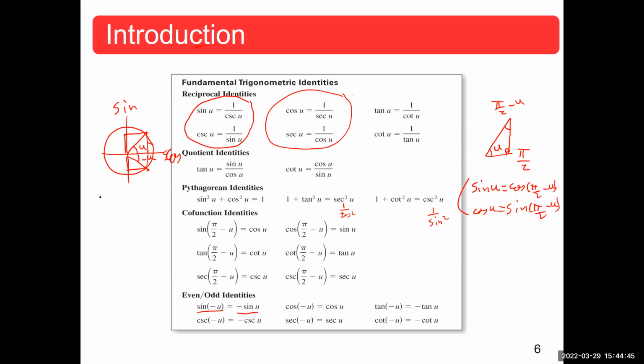Tangent, you don't need to worry about the tangent. Tangent of negative u is equal to sine of negative u over cosine of negative u. You divide them by each other, you get the answer. So basically, because the sign is negative, tangent of negative u is going to be negative tangent u. And the cotangent, the cosecant and secant are handled in the same manner.